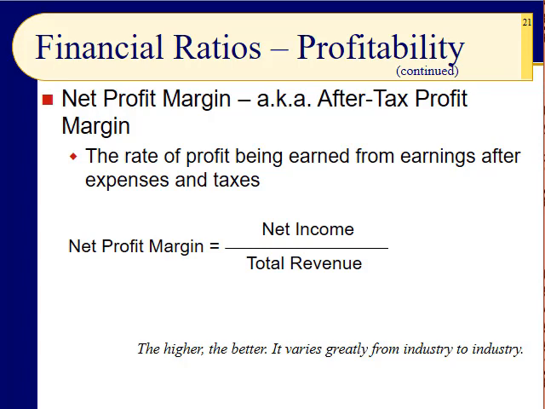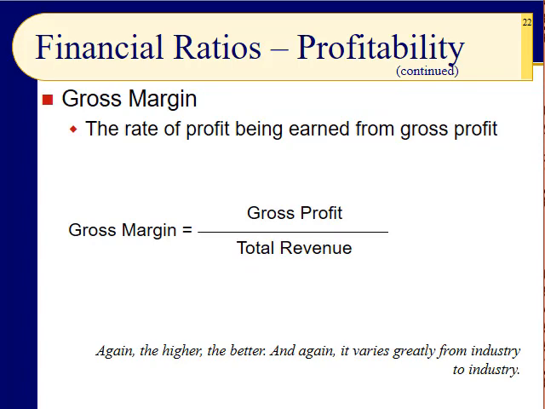Now, go to our next one, and that's the gross margin. Now, the gross margin is essentially the same, but instead of using the net income, the bottom line, we use the gross profit. That's after we have accounted for how much it cost us to make the stuff we sold. And we still use the total revenue, the top line number. So again, the higher the better. Again, it varies greatly from industry to industry.